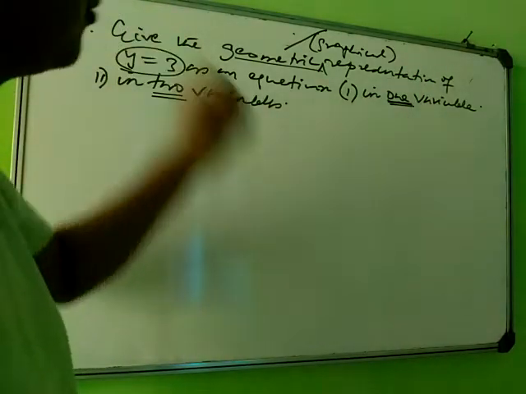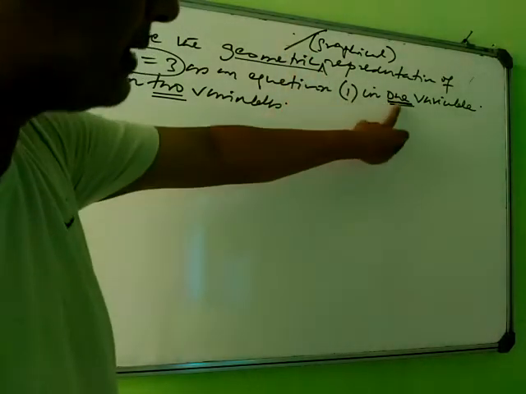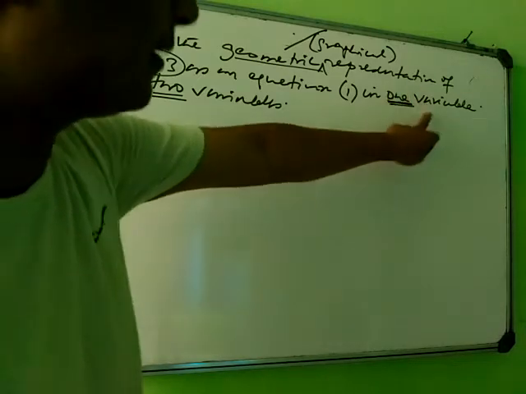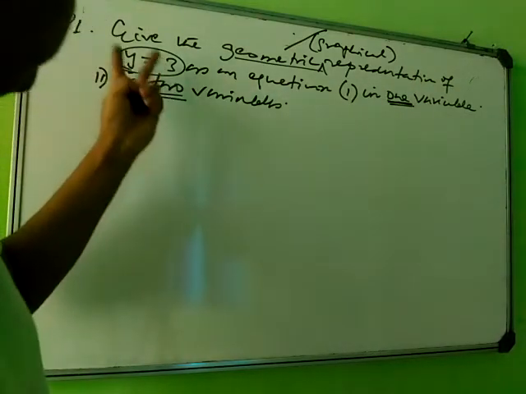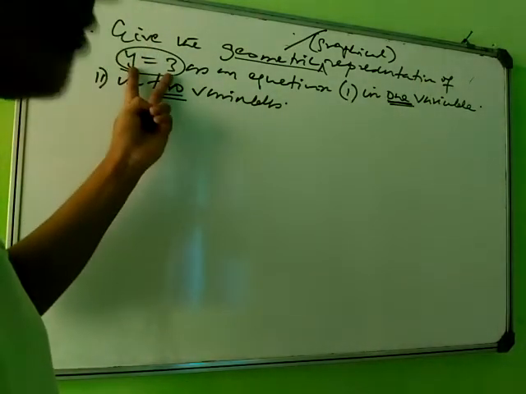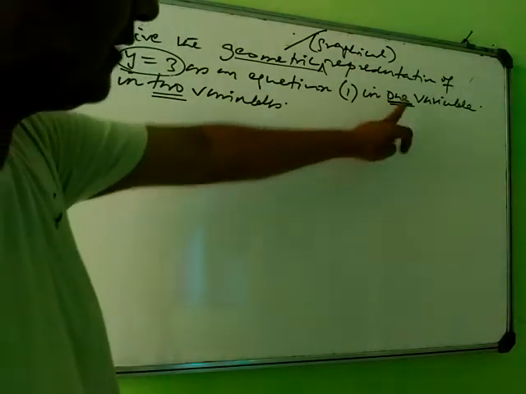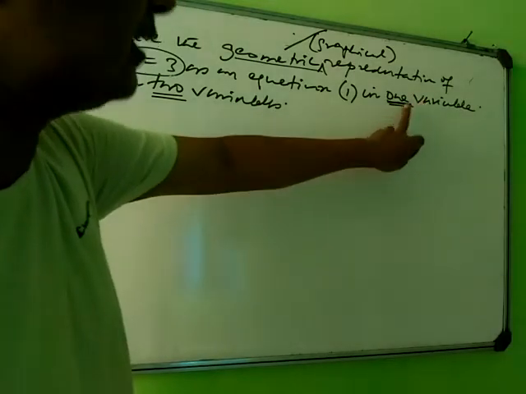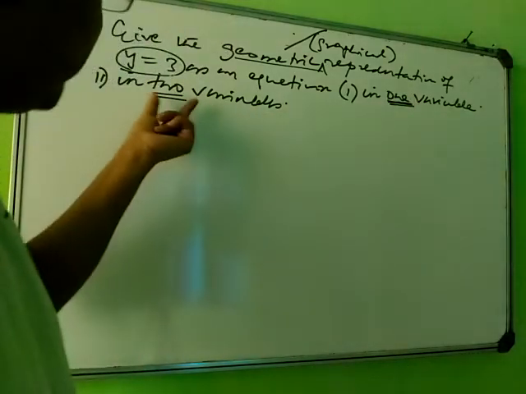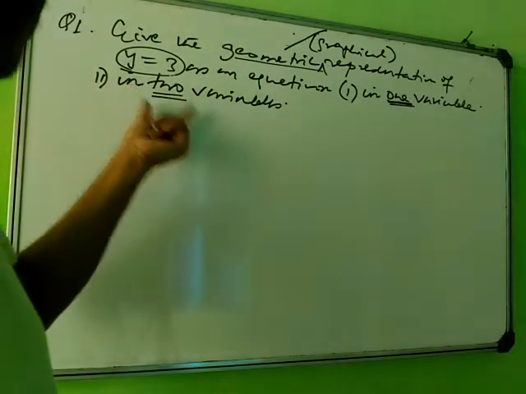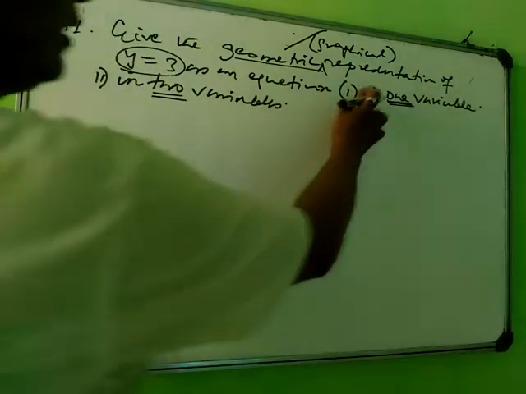Maybe they will give it for x or y, but if they ask to show it graphically or geometrically, and it is in one variable, then any equation of this type, y equals 3, x equals 5, x equals minus 5, anything, in a single variable, you are going to draw the number line. But in the case of two variables, you are going to draw the Cartesian plane representing x and y. So now in 1.